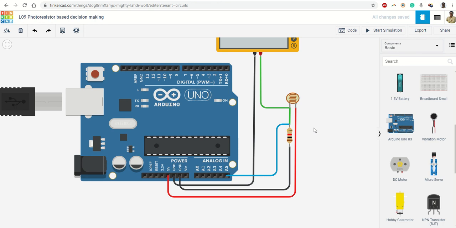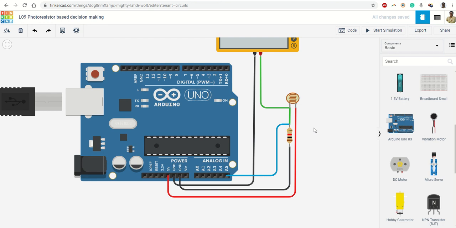What does that mean? That means any analog value between 0 to 5 volt will be converted into a 10-bit digital number. So if I talk about 10 bits, 2 raised to power 10 is 1024. Roughly speaking, 1000. That means any voltage between 0 to 5 will be given a code between 0 to 1000, or 1023 to be precise.